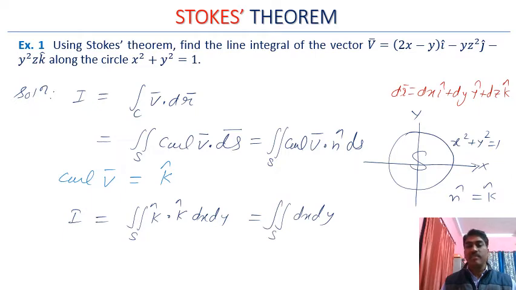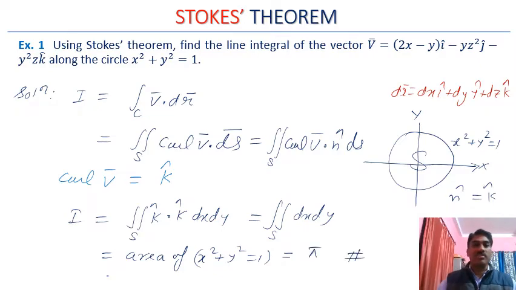And what is this area? This is just the area of the circle x square plus y square is equal to 1. So this is the area of this circle, which we can find directly without integrating. The area of the unit circle is just pi. So this is our answer.